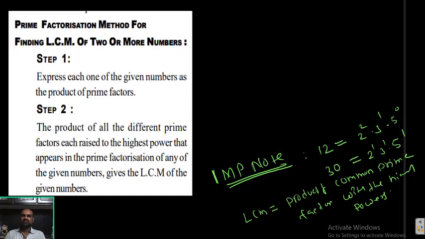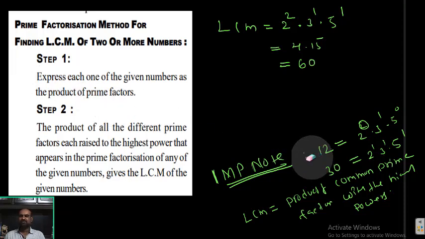So LCM equals 2 power 2, 2 power 1: among these, 2 power 2 is the highest, so 2 power 2 should be taken. 3 power 1, 3 power 1: both are the same, so 3 power 1 should be taken. 5 power 0, 5 power 1: 5 power 1 should be taken. So this gives LCM: 4 into 15, that is equal to 60. So 60 is the LCM of 12 and 30.